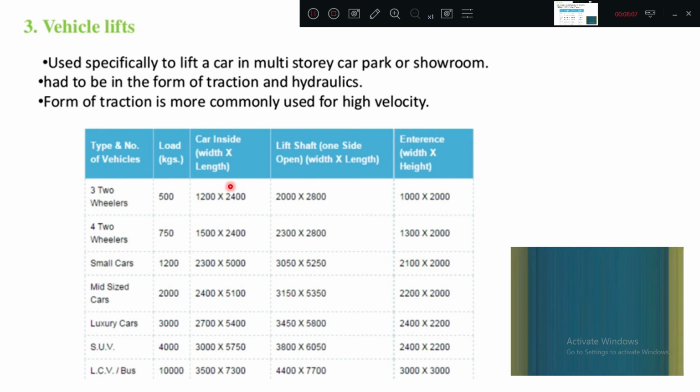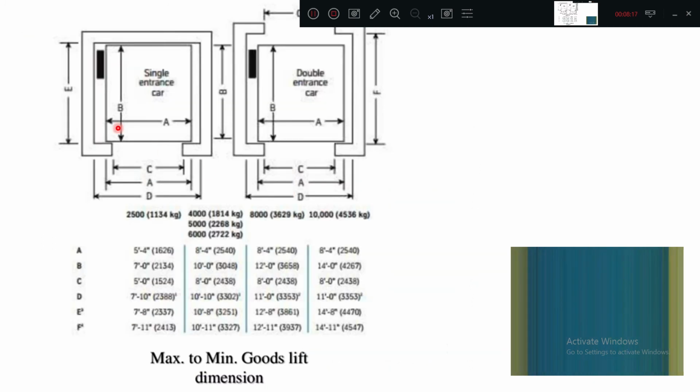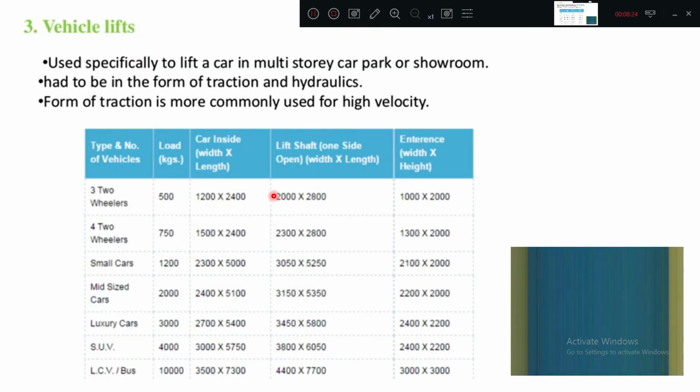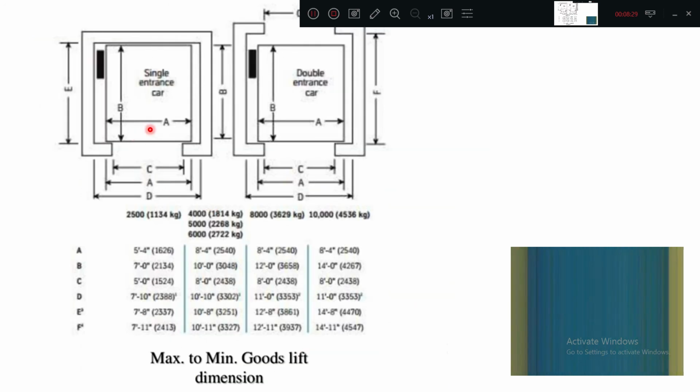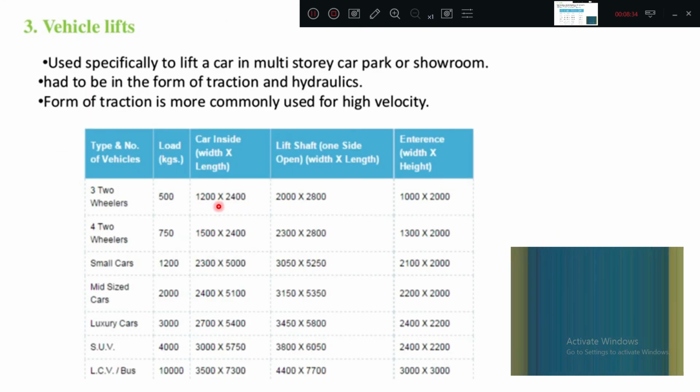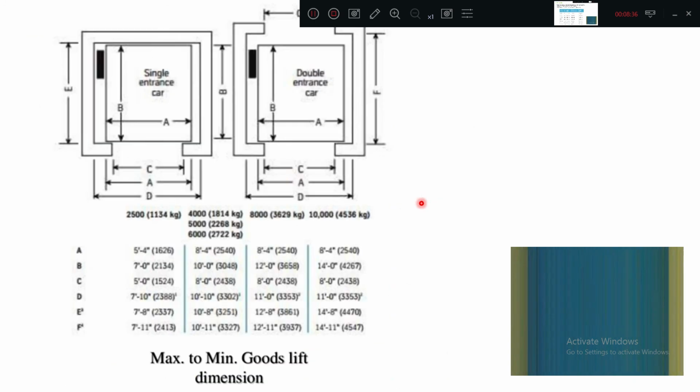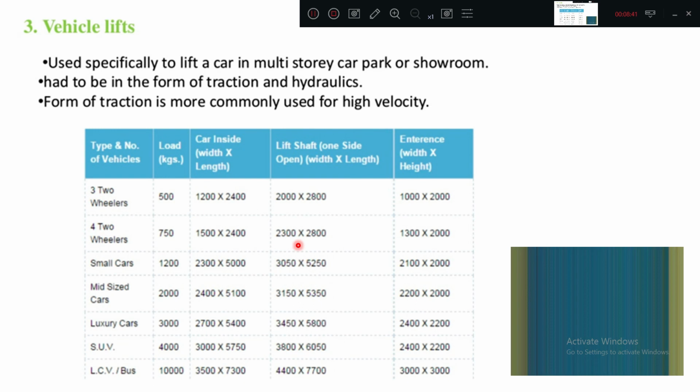So you can see for smaller vehicles 2 meter by 2.8 meter is the width of shaft and this is the car width. See here 2.8 to 2, where it is here, this outside dimension, what is that? D and E are this dimension. A and B, this car dimension, A and B are this car inside dimensions. Okay, entrance width, where you can get, this is the general entrance width. So for multiple things it is there.